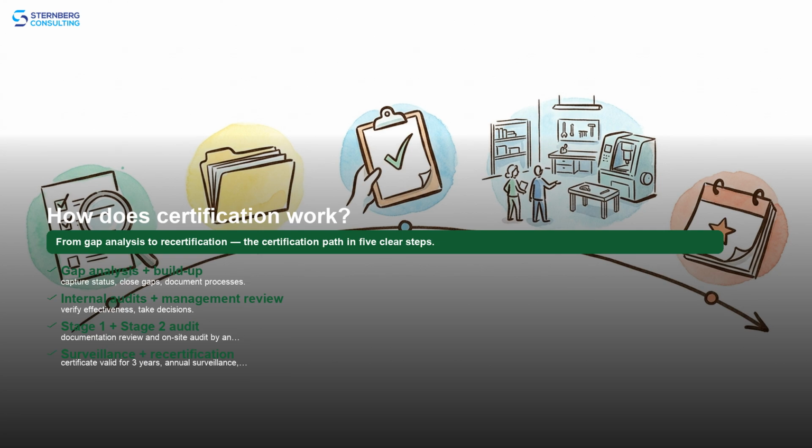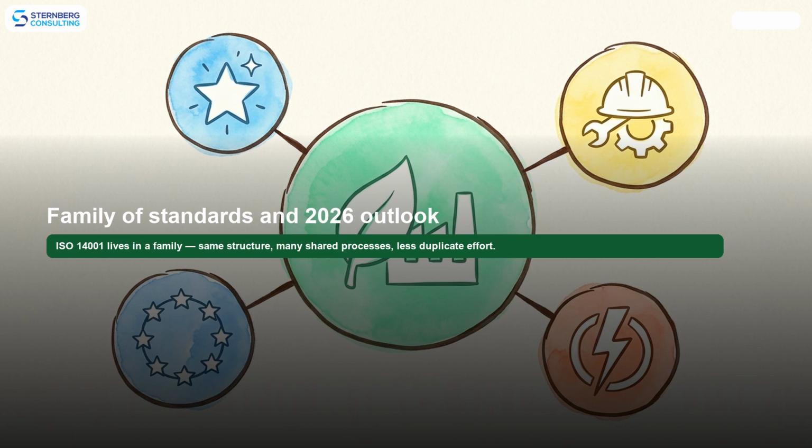One important distinction: self-declaration builds a system. Certification builds trust. Supply chains and regulators trust an accredited confirmation far more than a self-statement. To finish, a look at how ISO 14001 sits alongside other standards, plus a brief outlook on ISO 14001 2026.